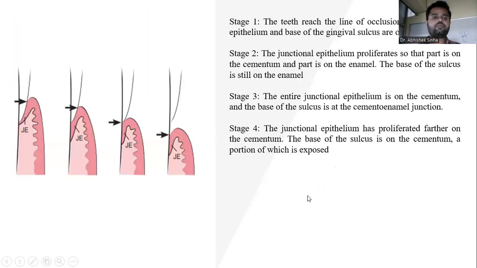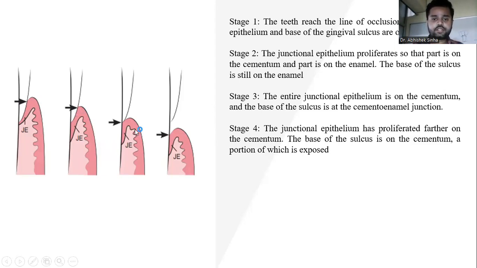Now these are the stages of eruption. In stage 1, the tooth reaches the line of occlusion. The junctional epithelium and the base of the gingival sulcus are on the enamel. In stage 2, the junctional epithelium proliferates. That means it specializes and divides, so that part is on the cementum and part is on the enamel. So 50% on cementum, 50% on enamel. The base of the sulcus is still on the enamel.